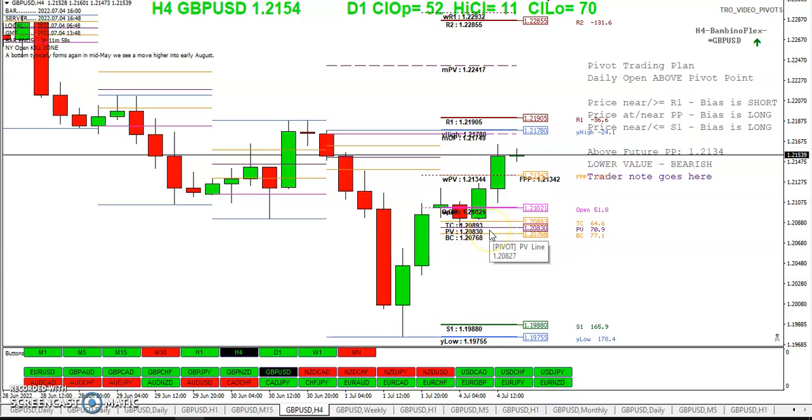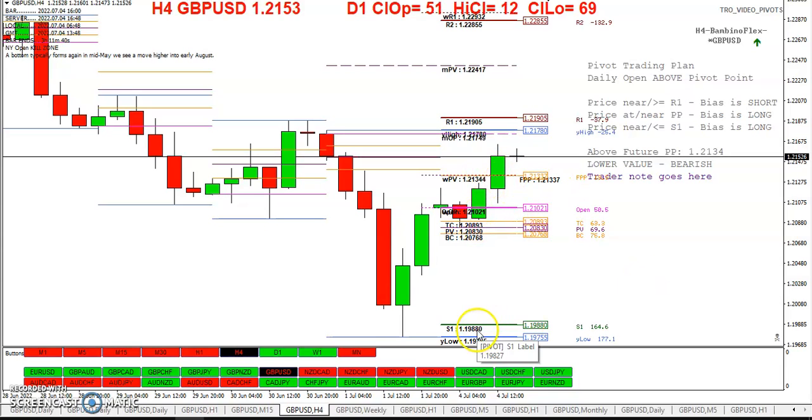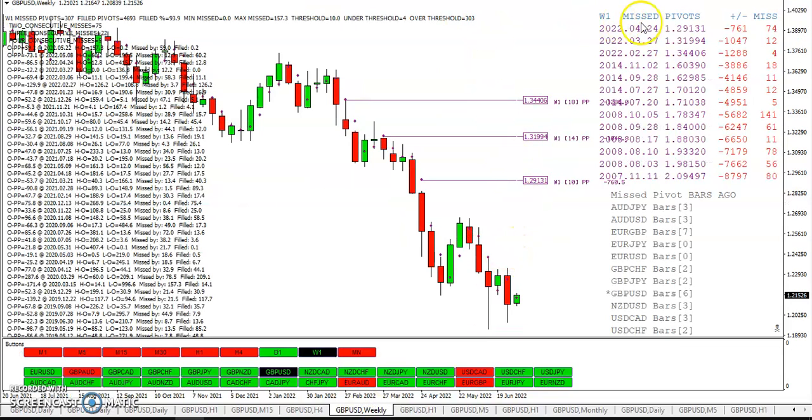Because you can look back here and it looks like the open was at 2102, the pivot was at 2134. So that's a good 30 plus pips in your pocket had you ridden that trade out from the open to the pivot. And so you can see we've only had, for this year, we only have 3 missed weekly pivots. Then you have to go all the way back to 2014 to find another missed weekly pivot.